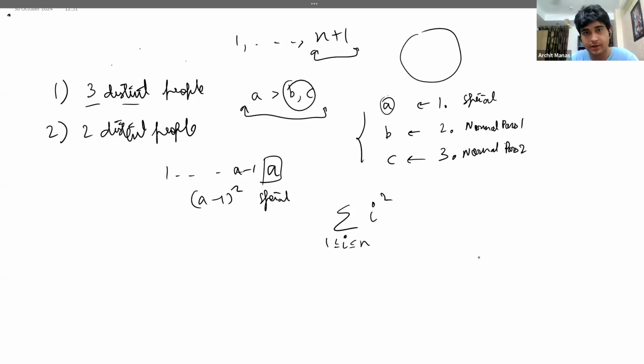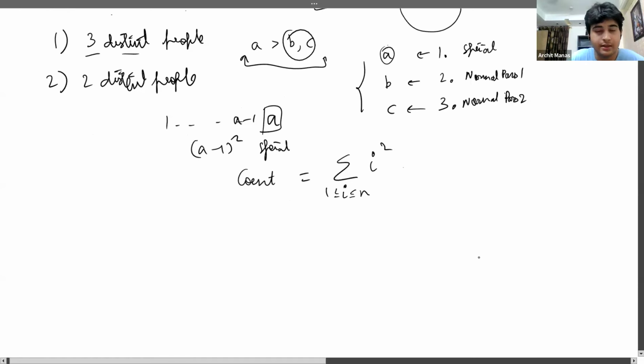Because of course, if you have three individuals, only the latest could get the special pass. And so, how many ways are there to choose three distinct people? N plus 1 choose 3, right? So on the one hand, my count is equal to this, and on the other hand, let's now count that.